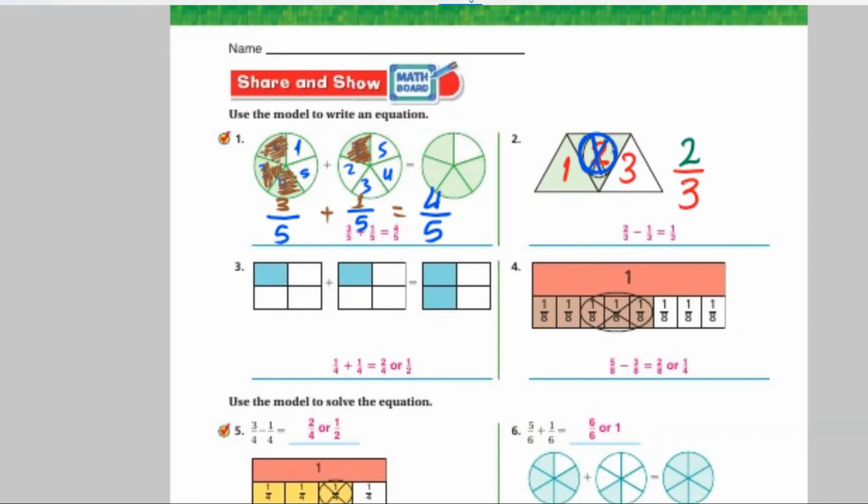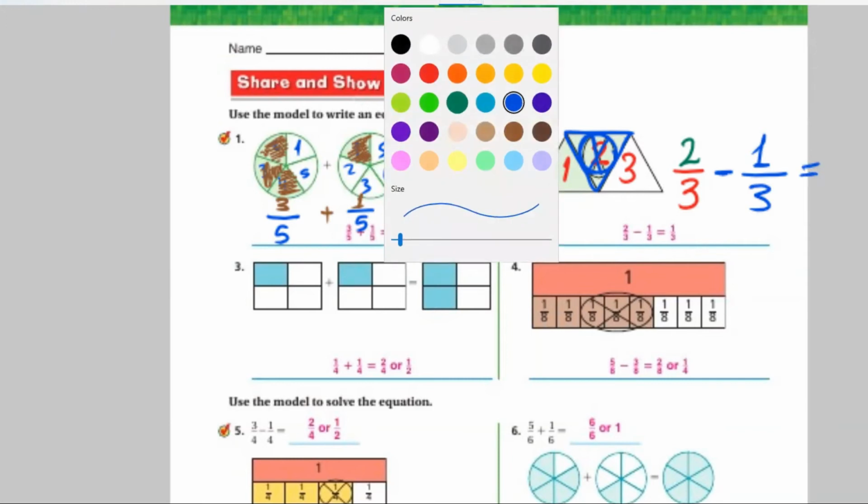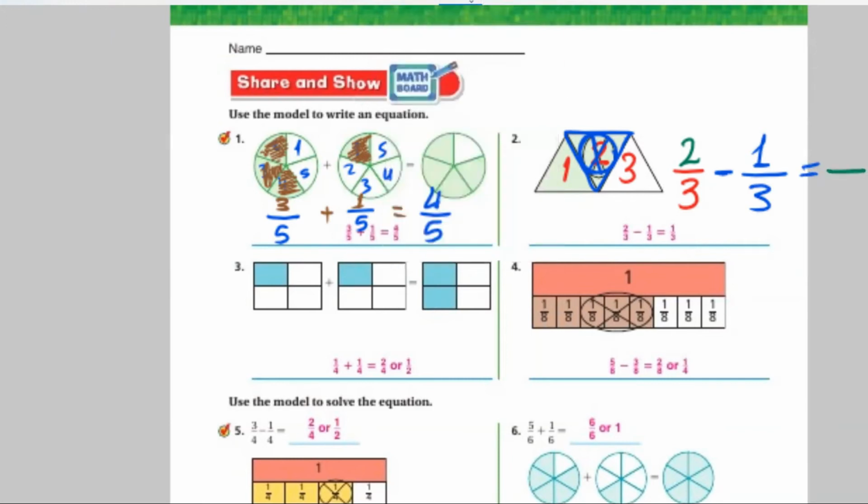This X means we're going to remove or take away this part. How many parts are we going to take away? This part, because the X is on it. So we're going to remove this part. So subtract 1 part from 3, 1 over 3. And then it's now easy to subtract. 2 minus 1 equals 1, and 3 minus 3 equals 0.